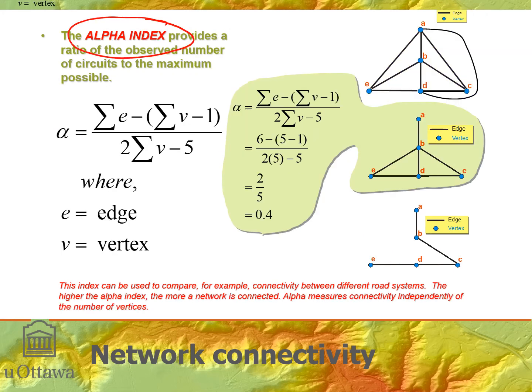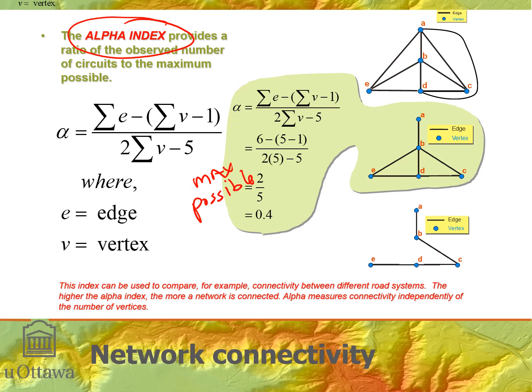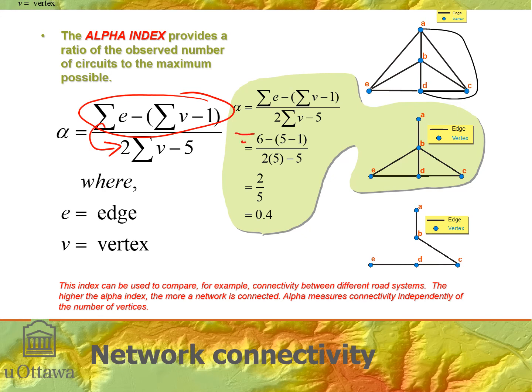So an alpha index then allows us to compare the observed number of circuits to the maximum theoretical. And again, we have alpha ranging between what? Well, if we think of the observed number of circuits, the lowest possible is 0. Anything divided by 0 equals 0. So 0. And of course, in a planar graph topological network, this could be equal to the maximum. So that ratio would be 1. So again, this one ranges between 0 and 1.